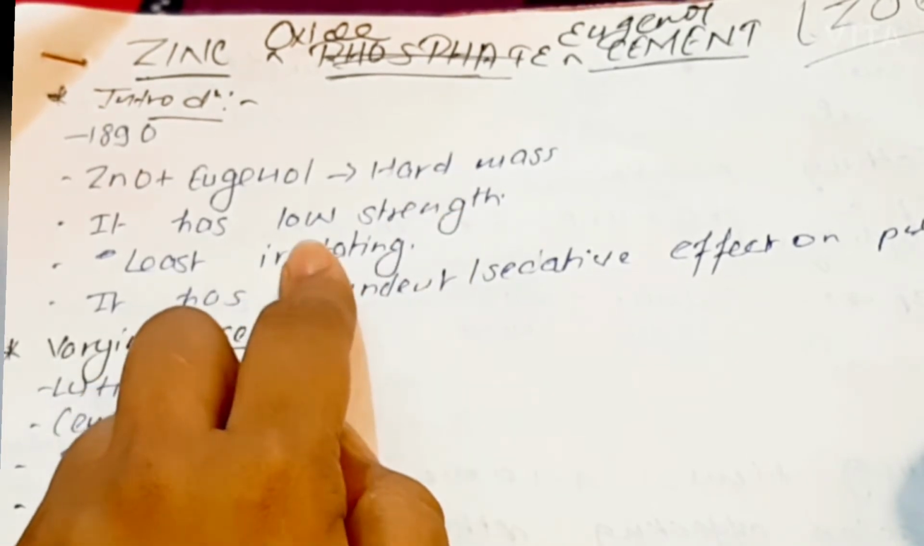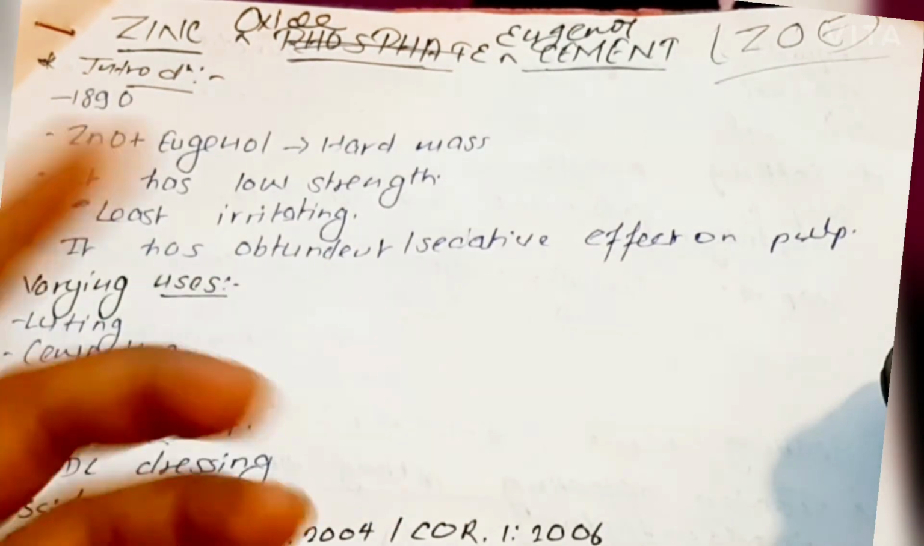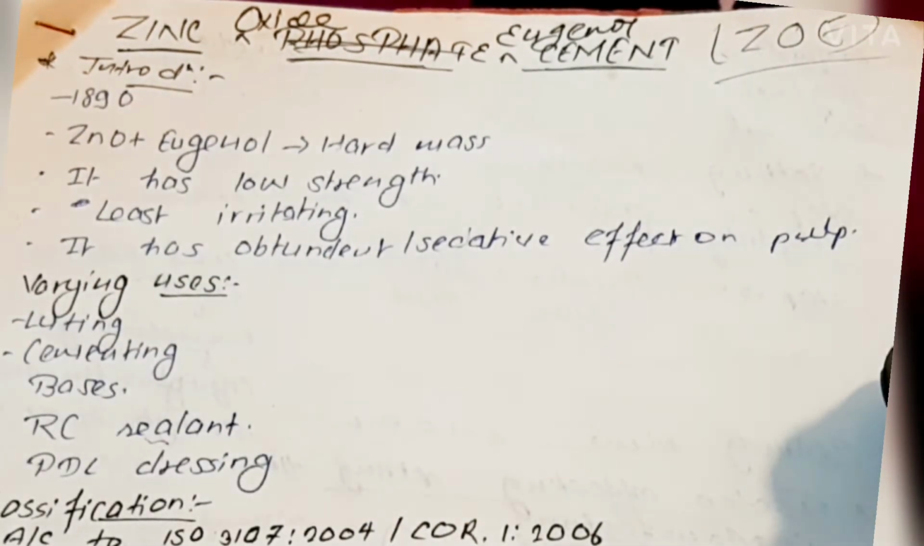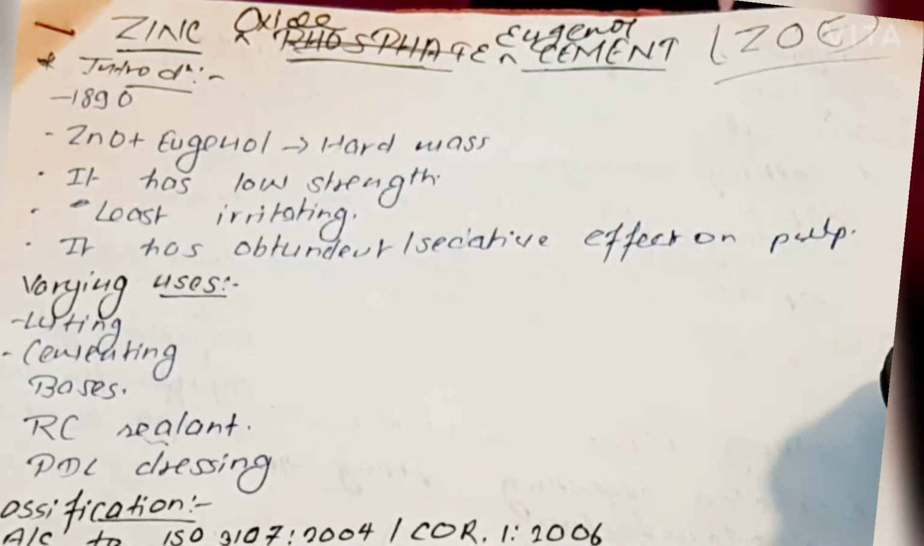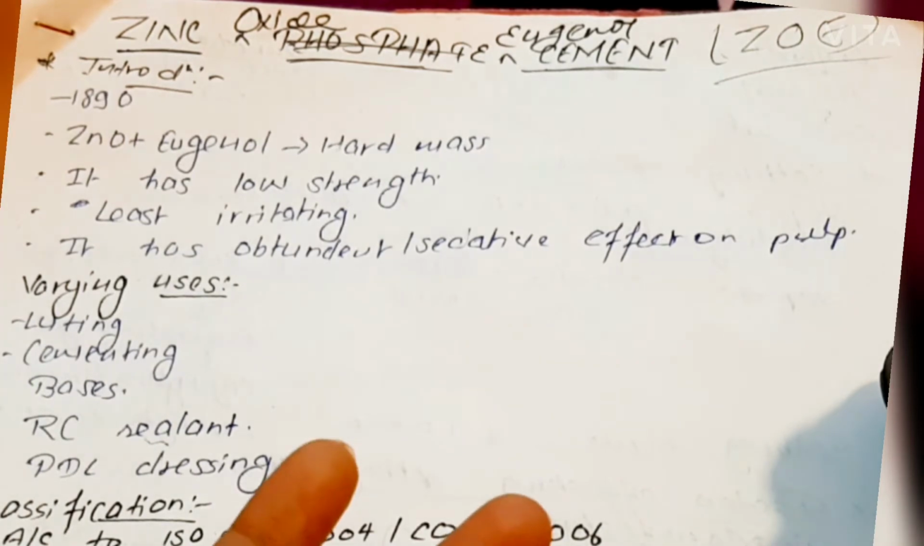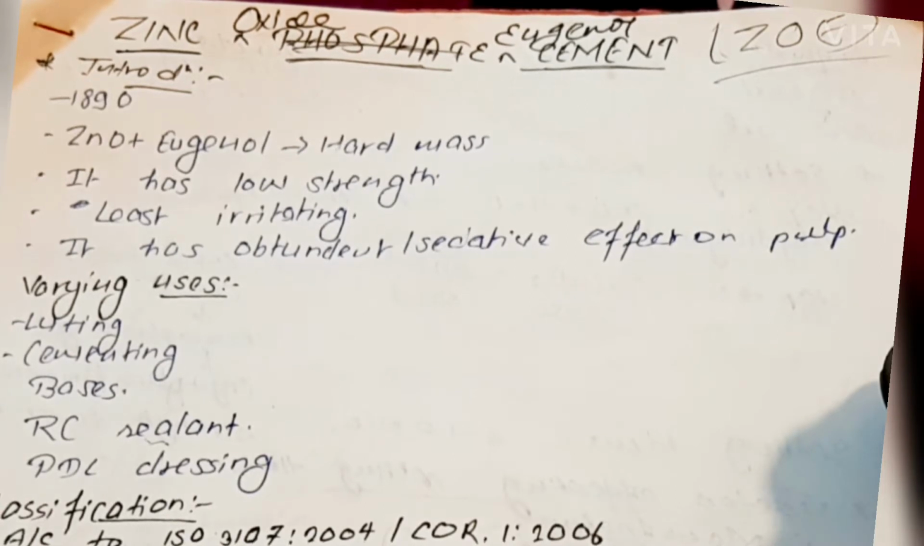Now it has a low strength, so it is least irritating, and it has an obtundant and sedative effect on the pulp. So these two things are most important to know about zinc oxide eugenol cement: it is least irritating and it has a sedative effect on the pulp. So it is highly used in dentistry.